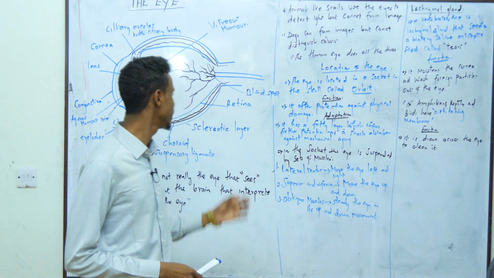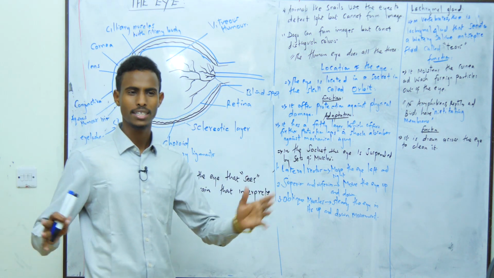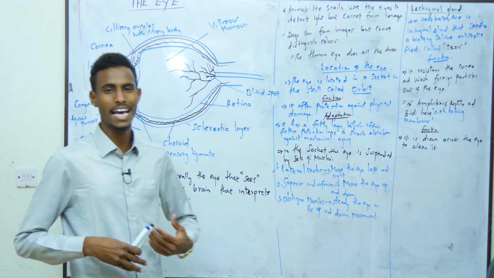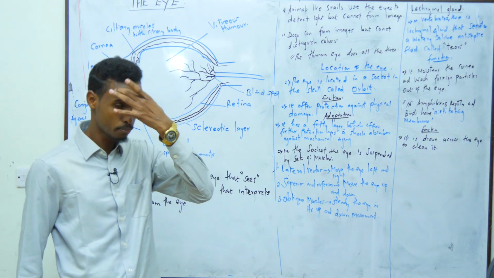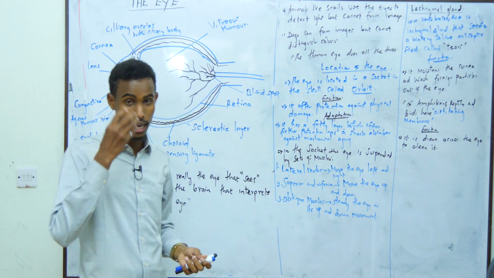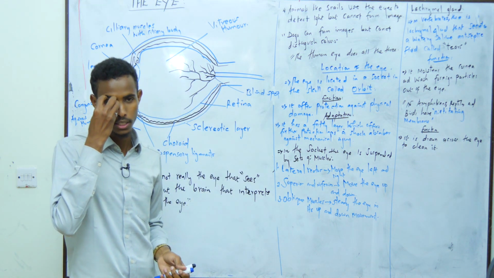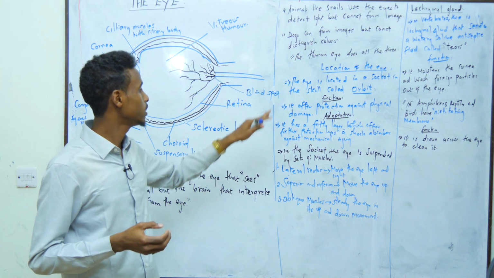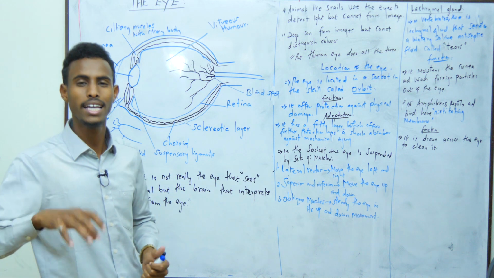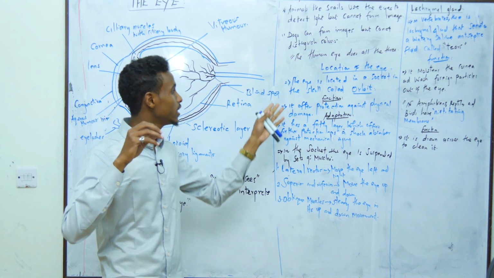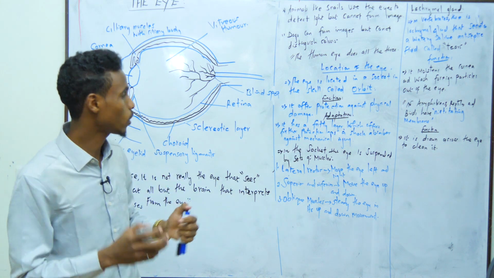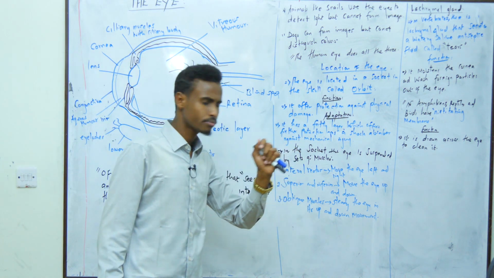Now, having briefly described that, let's look at where the eye is located. We say the eye is located in a socket in the skull. This bony structure is what we call the skull. And in the skull, there is this orbit in which the eye is located. And therefore, we say the eye is located in a socket in the skull known as the orbit. Very good.